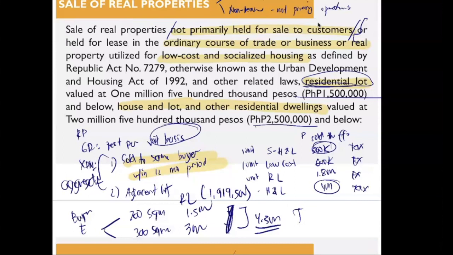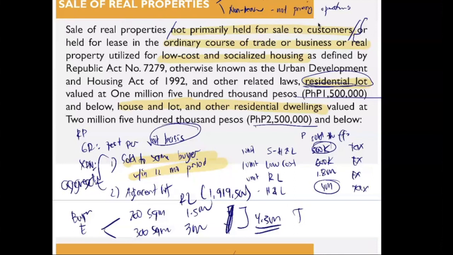So in our example, if per unit, yung isa sana exempt, yung isa taxable. Pero since same buyer, adjacent lot, we will aggregate them. 4.5 million, total amount now is taxable. The other will not be considered exempt, but already considered as a whole taxable.